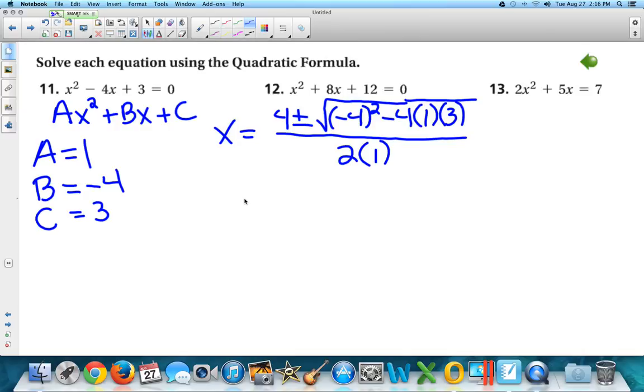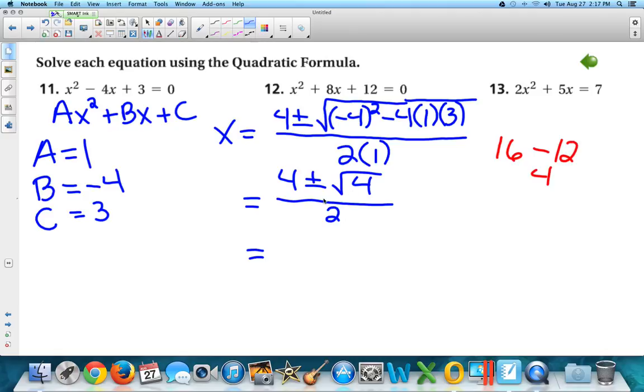Now I like to simplify this in pieces first because this is quite a big formula. So I'm going to have 4 plus or minus. Over here to the side, I'm going to figure out that negative 4 squared is 16, minus 4 times 1 is 4, 4 times 3 is 12. So this is going to get me 4. So this is going to be 4 plus or minus the square root of 4, all of this over 2.